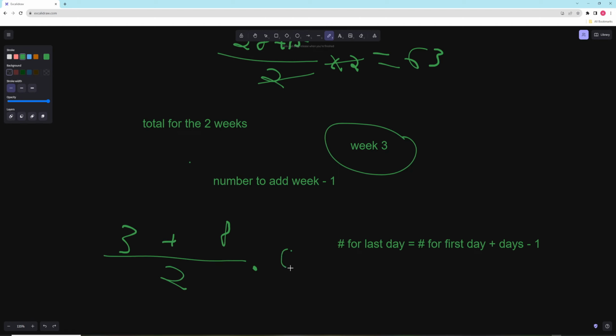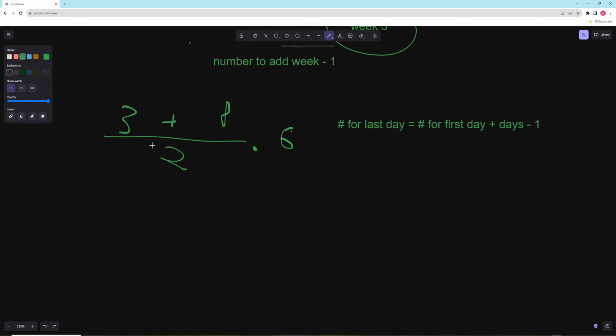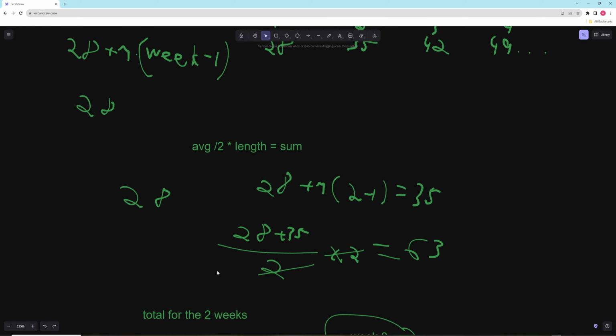So let's get an average here and then multiply by the number of days. So in this case, we have 6 days. So then what it's going to be is 11 times 3, which is 33. And if we write out our days again, it's going to be like 3, 4, 5, 6, 7, 8. We do a total, we have 15, 21, 26, plus 7, which is 33.